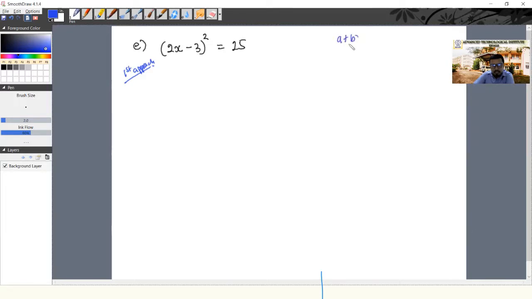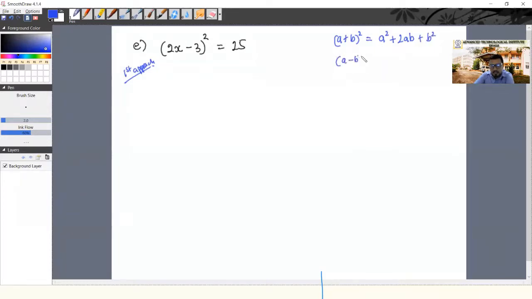A plus b the whole square, we can expand, can't we? These are primary stuff, right? You should know this stuff. How to expand this? Once we expand this, there are two terms. First, we need to take the square value of the first term, that is a squared. Then first term into second term into 2. A into b, that is ab. Ab into 2, that is plus 2ab. Then the square value of the second term, that is b squared.